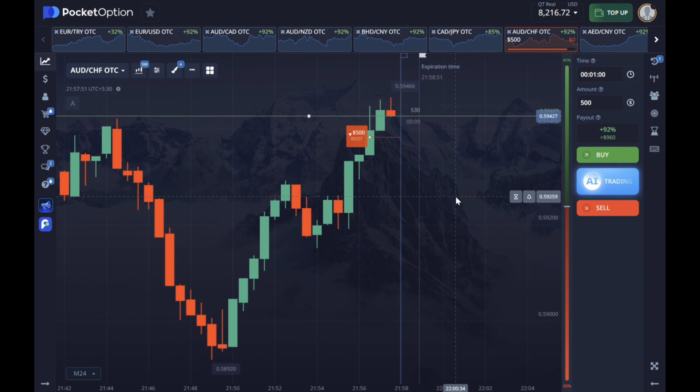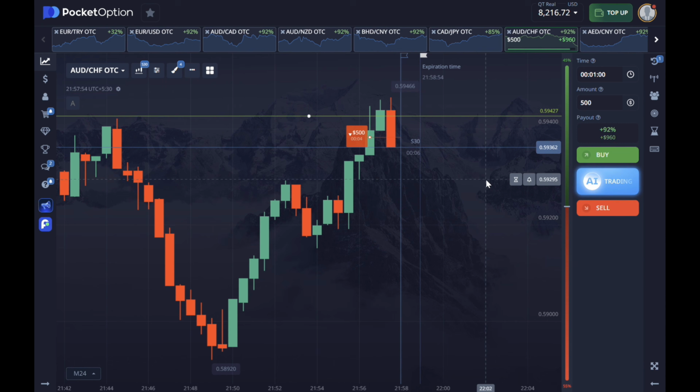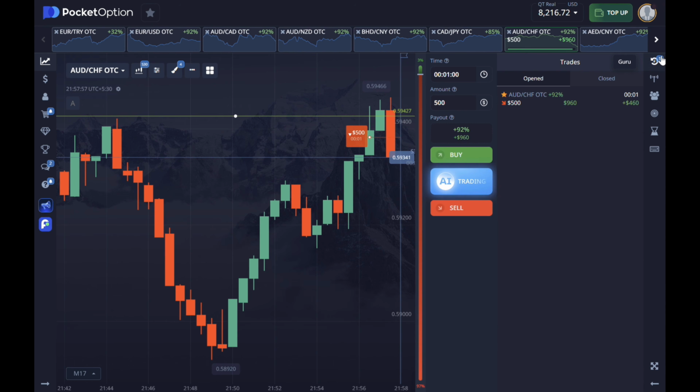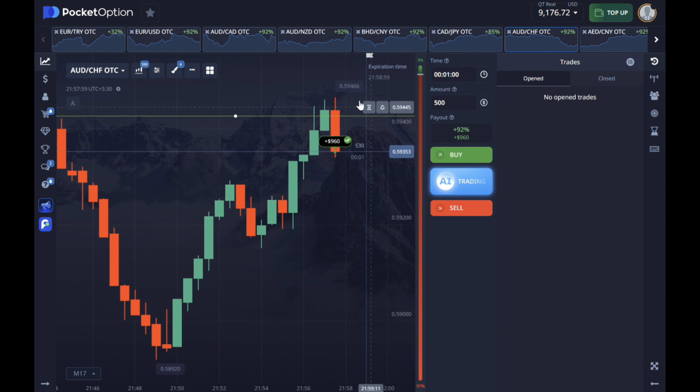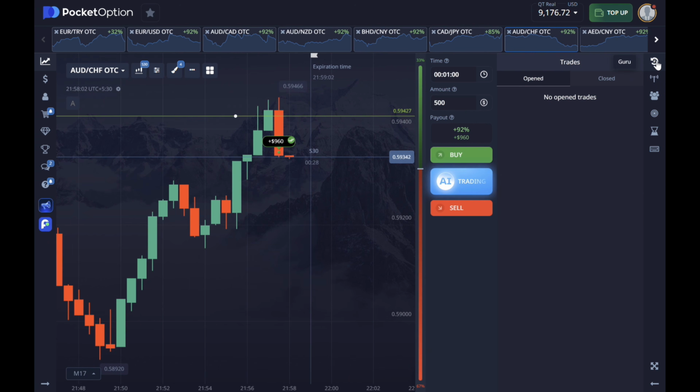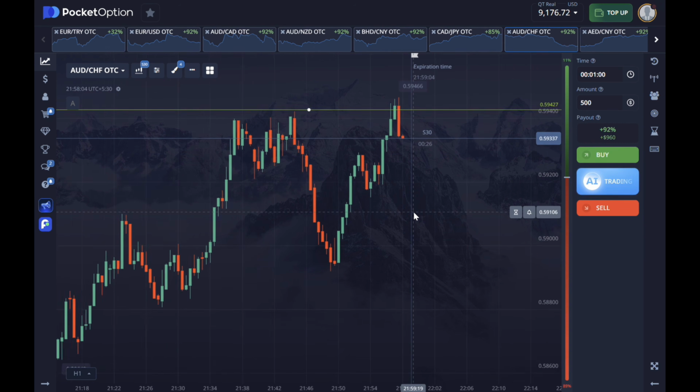Now look, after multiple consecutive green candles, the market seems a bit overextended, doesn't it? This means that in the short term, buyers are exhausted and a reversal is expected. Okay, so our trade is done here and we've booked a profit of $960.